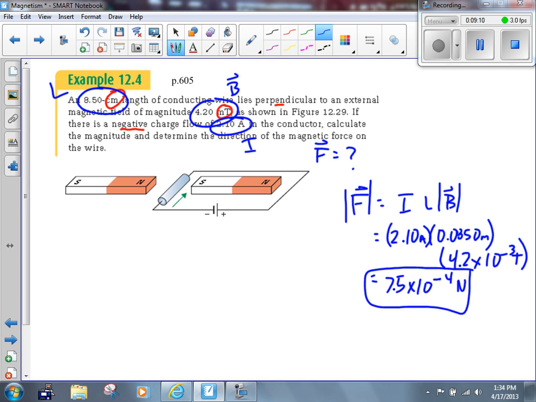7.5 times 10 to the minus 4 newtons. That's the magnitude of my force. Now, I can find the direction of the force by the hand rule for deflection, same as I did if it was an individual charged particle moving through this field.